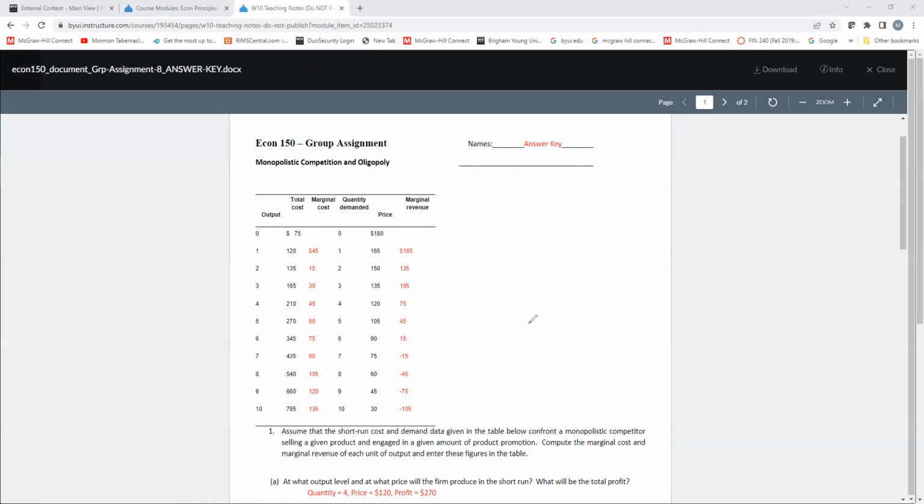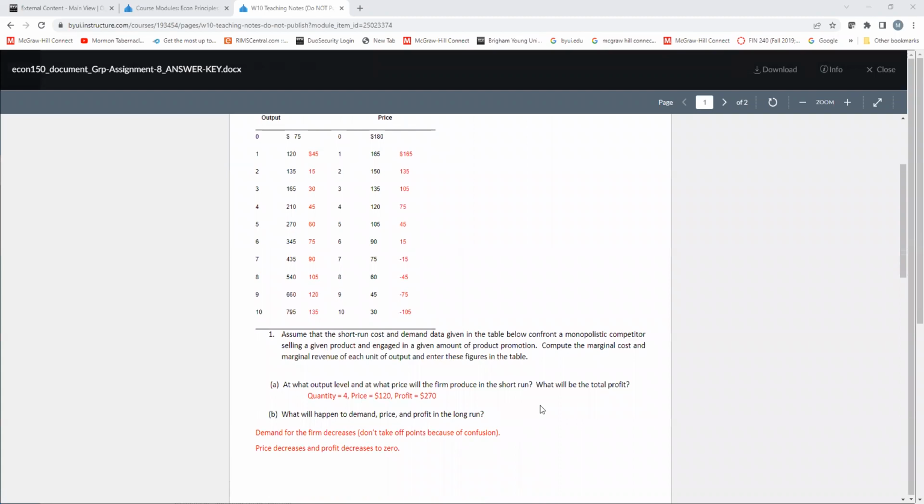Okay, now once we have our marginal cost and our marginal revenue, let's go down and see what they're going to ask for in terms of the other questions. So if we go down, it says, assume the short run cost and demand data given in the table above confront a monopolistic competitor selling a given product, engaged in a given amount of product promotion. Compute the marginal cost and marginal revenue of each unit. So we've done that. At what output level and at what price will the firm produce in the short run? It's going to produce at our profit maximizing level of output, and that is where marginal revenue equals marginal cost.